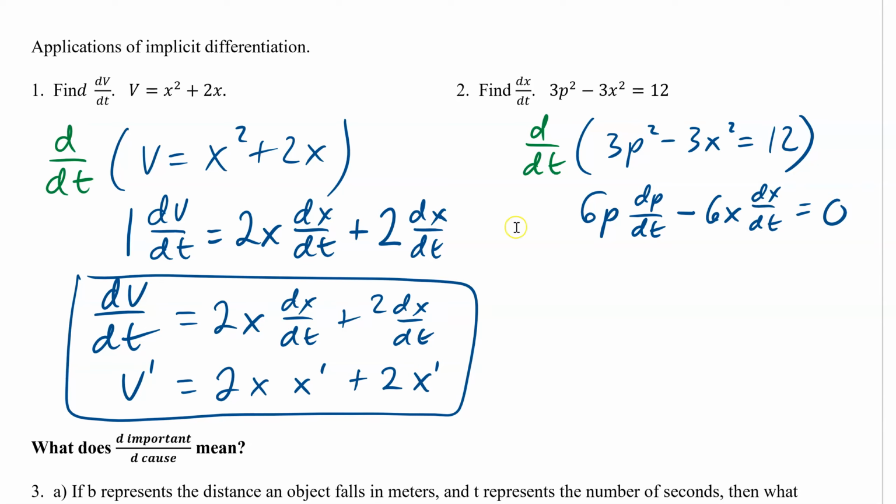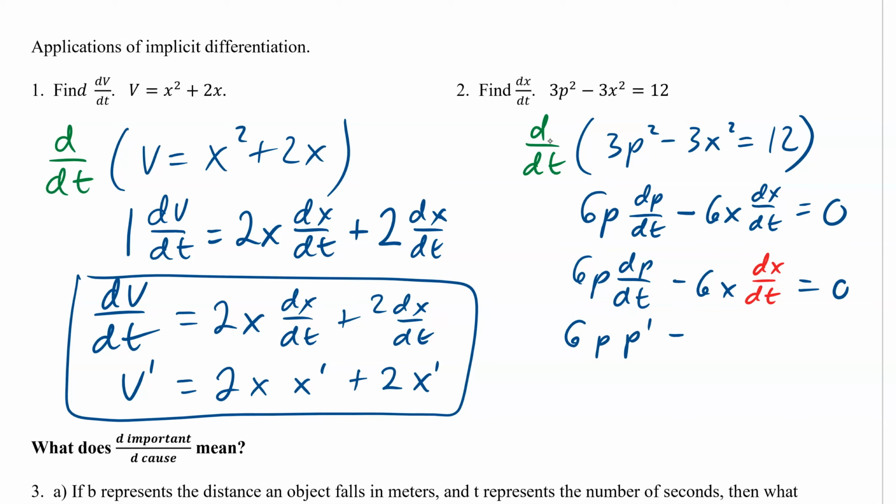So once you have an equation, we just take the derivative implicitly, and then you look and see what you're looking for. So we're looking for dx dt. I'm going to rewrite the whole thing, but then I'm going to put my dx dt in red so it stands out. So that is what we're looking for. And again, you can change it to an x prime. That would be fine. You know me, I like my primes. So that would be p prime minus 6x x prime equals 0.